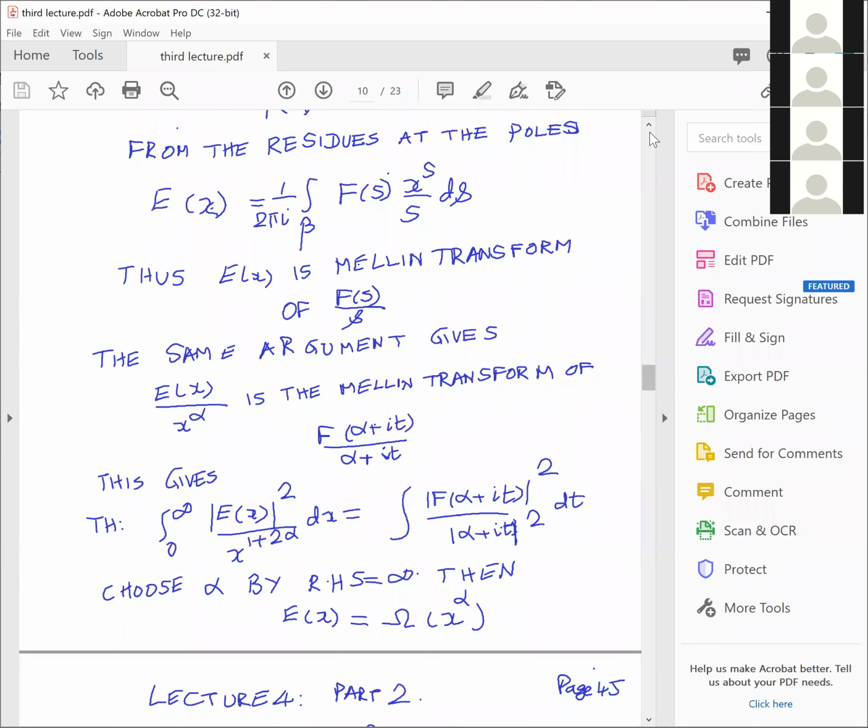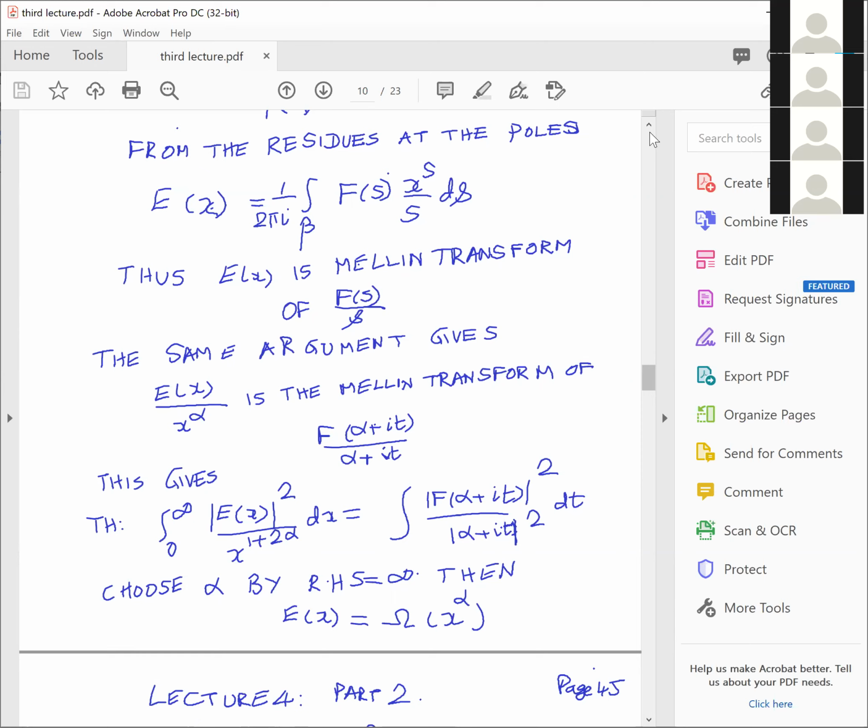This formula comes essentially from the Mellin transform, just observing the fact that E of x over x power alpha is the Mellin transform of f of alpha plus it by alpha plus it by definition from Perron's formula. And then you just use the Plancherel or Parseval for the Mellin transforms. And then you get this integral from 0 to infinity of mod E of x squared by x power 1 plus 2 alpha dx equal to the integral from minus infinity to plus infinity of mod f of alpha plus it whole square by mod alpha plus it whole square. Now what do I do? How do I use it?